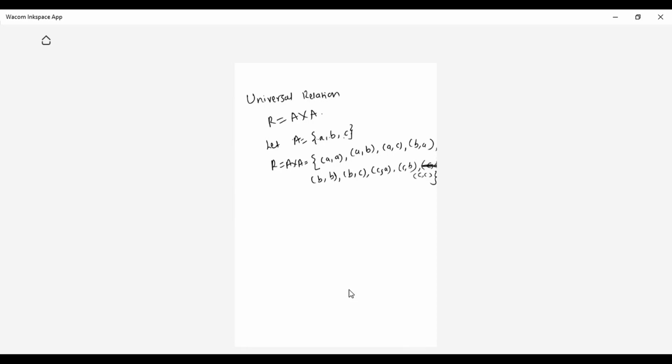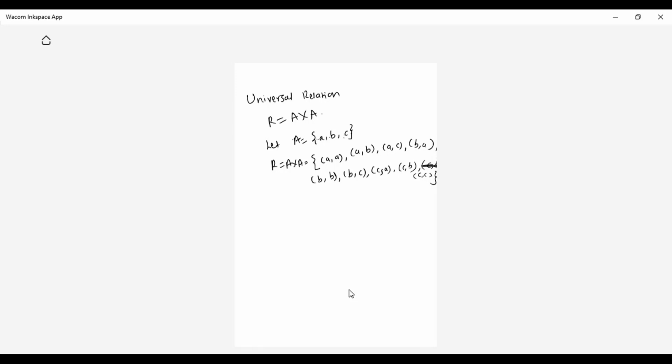So this is your universal relation, student. Universal means all the combinations for each and every element in a set are present. All the combinations you will have, that is the cross product. That is what the universal relation is.